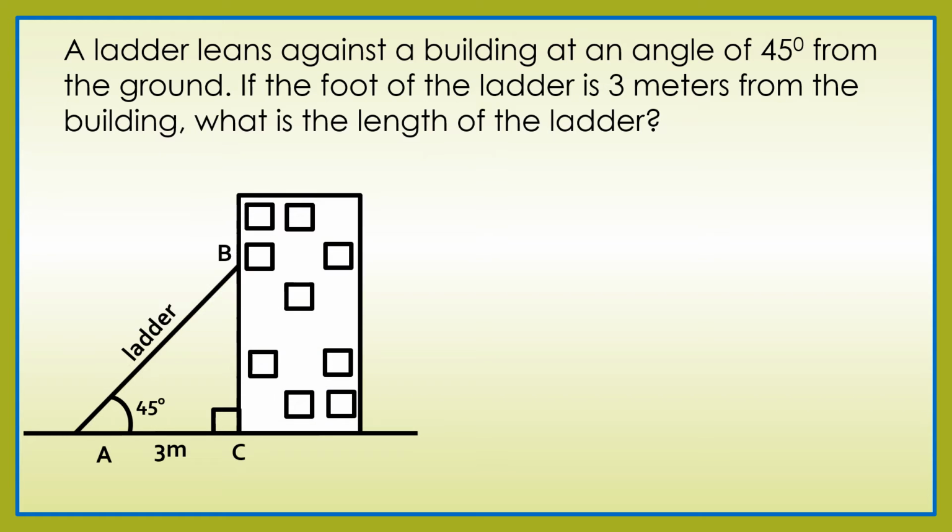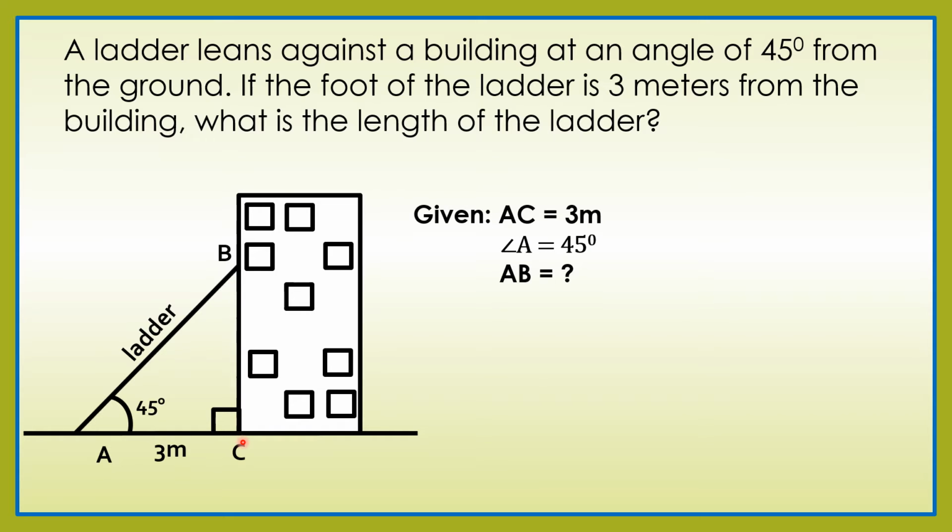Let's have first the illustration. So we have here the building and the ladder. Sabi dito, a ladder leans against a building at an angle of 45 degrees from the ground. So, ito ang ating 45 degrees. If the foot of a ladder is 3 meters from the building, so from here up to here, that is 3 meters. So, makaka-form tayo dito ng right triangle. So, let us name this a right triangle ABC.